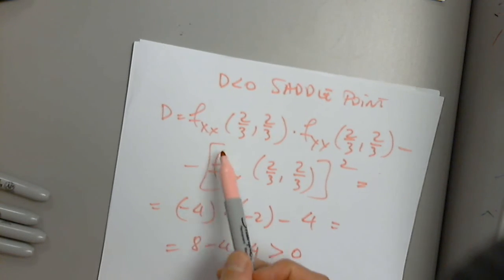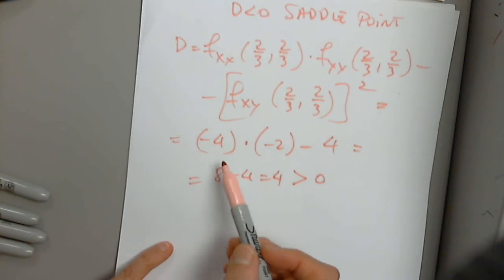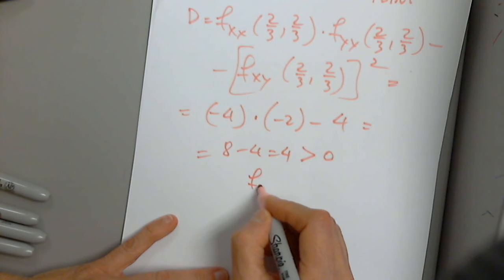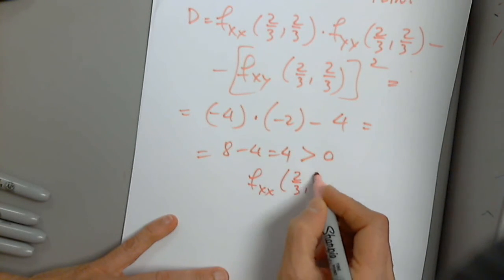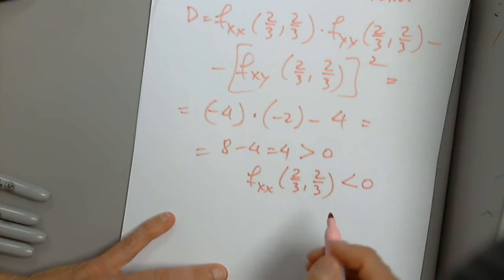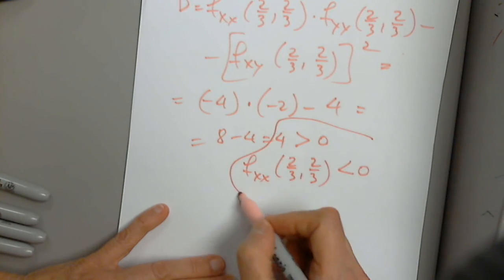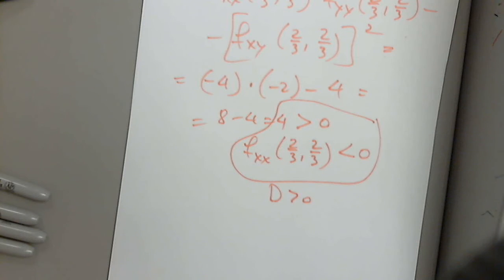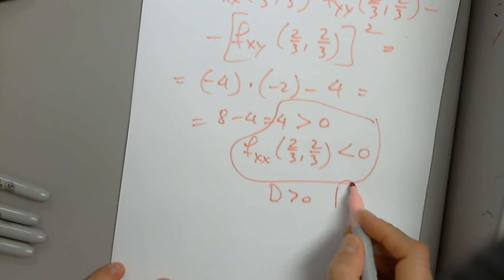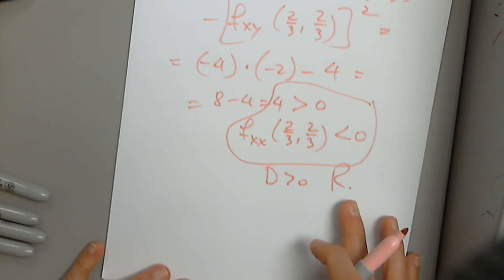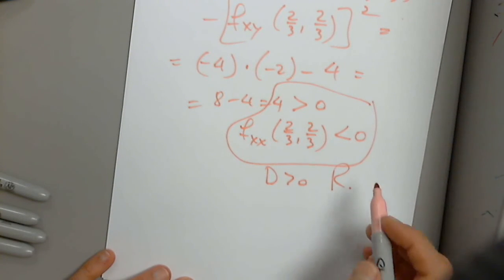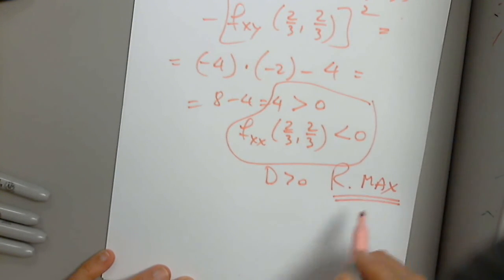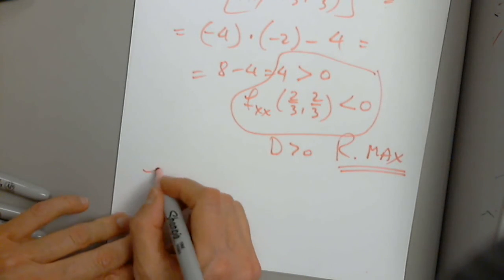But now I have to look at fxx. How much is fxx? fxx at 2/3, 2/3 is a number less than 0. What does this mean? When D is positive and fxx is less than 0, it means it's a max or min. Which one? When it's less than 0, it's a max. Correct. So 2/3, 2/3 is a relative max. Can you find it? Yes.